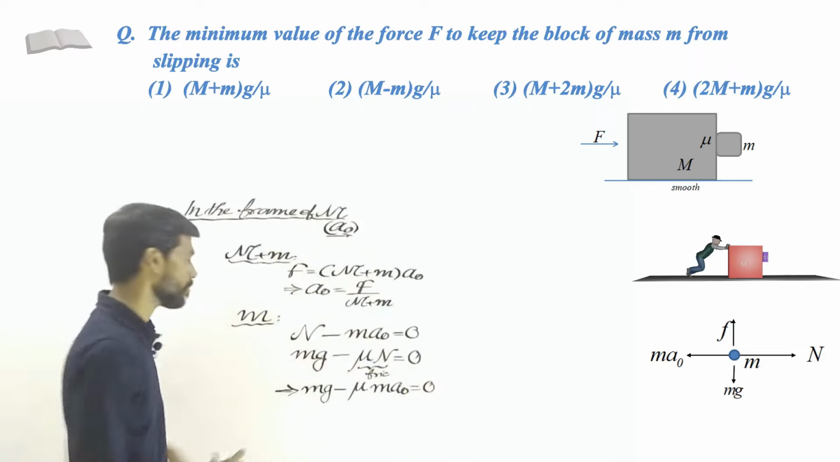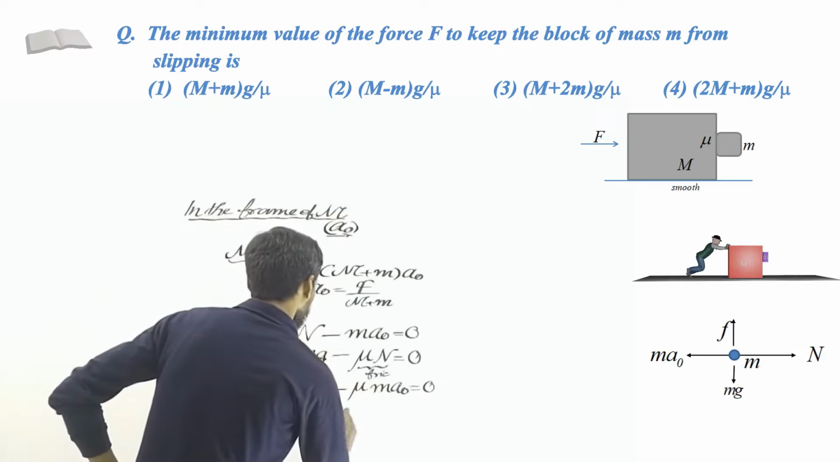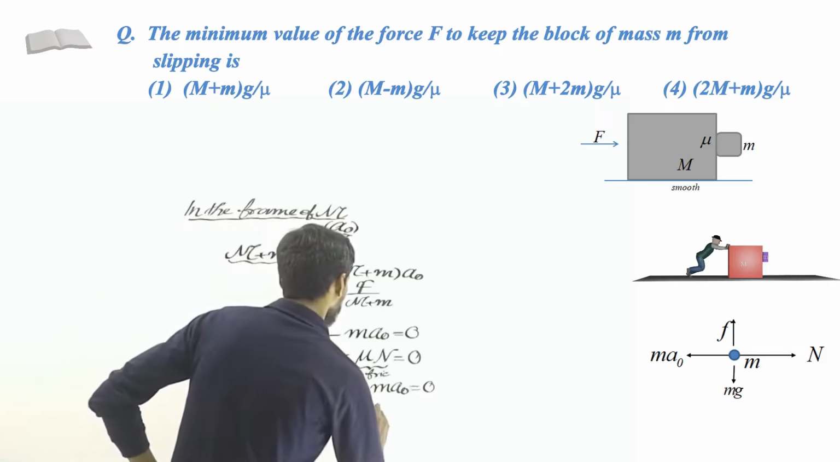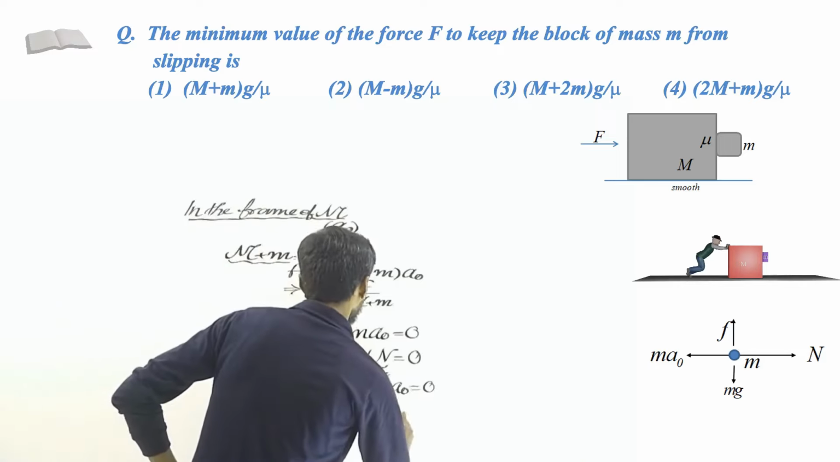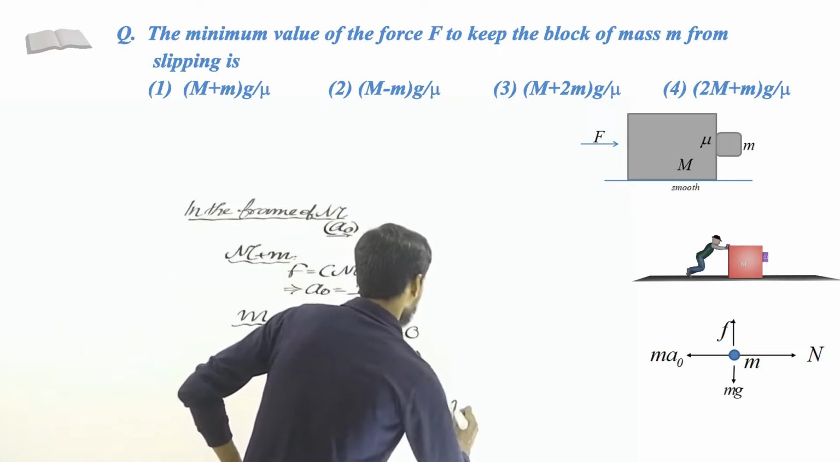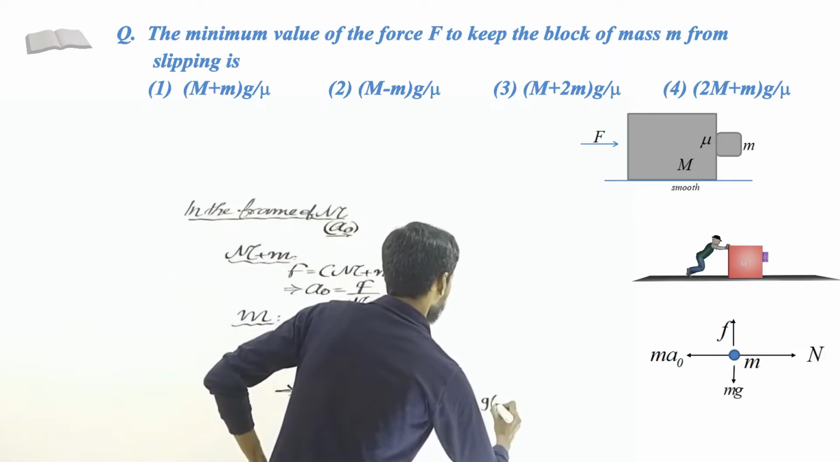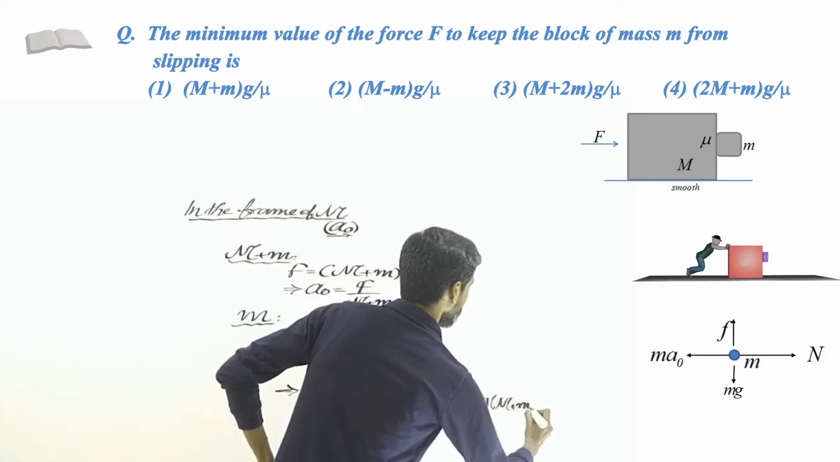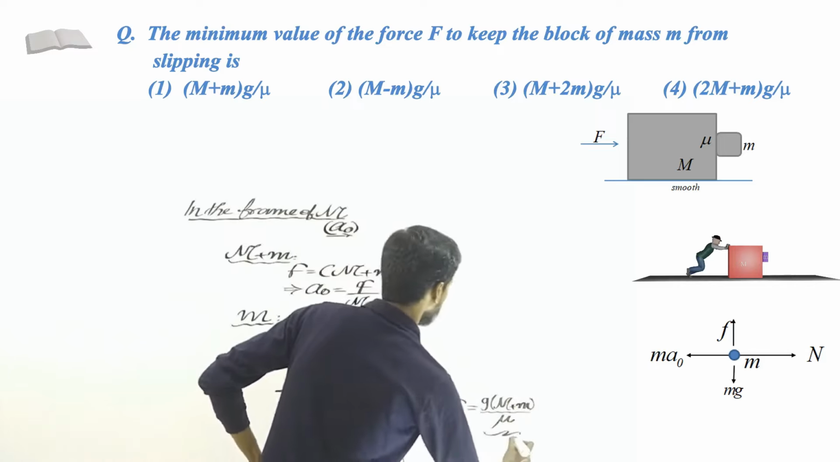So F divided by M plus M. So this M gets cancelled. Okay, so g minus mu A0, but A0 is F divided by M plus M, equals 0. So that's all. This will give you our required force F. So that equals g multiplied by M plus M divided by mu. So that is the required answer.